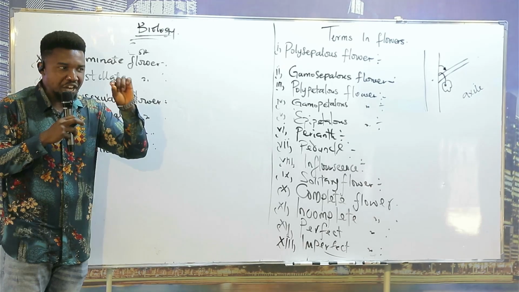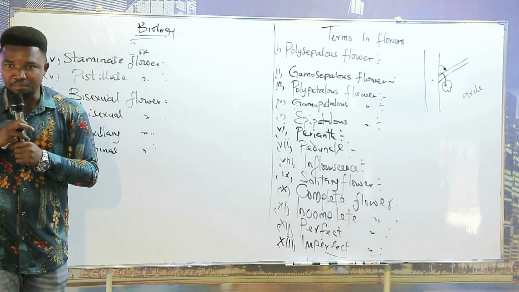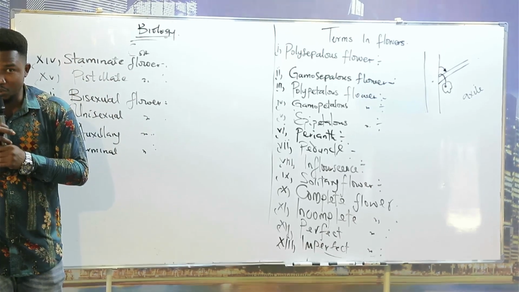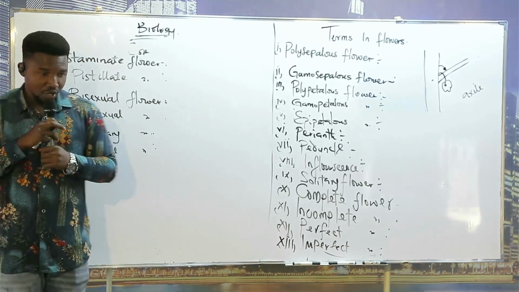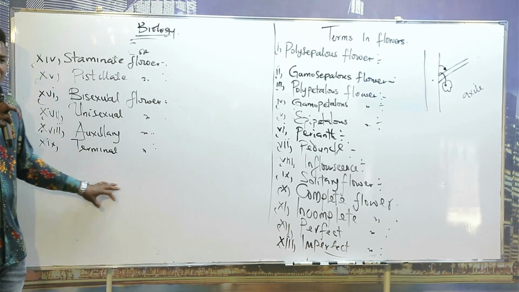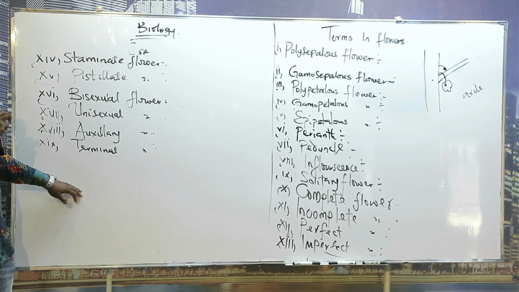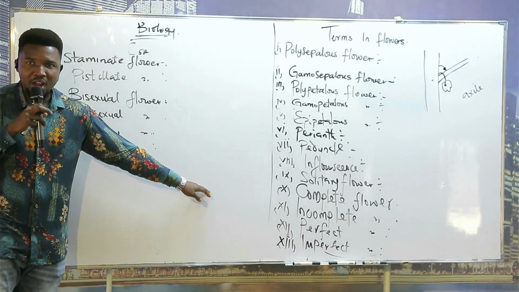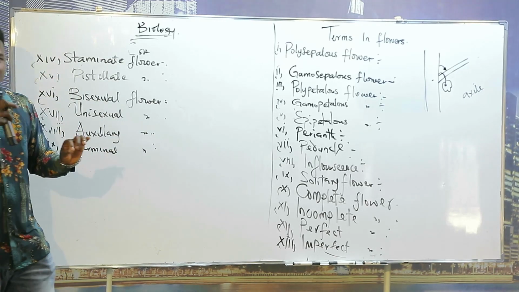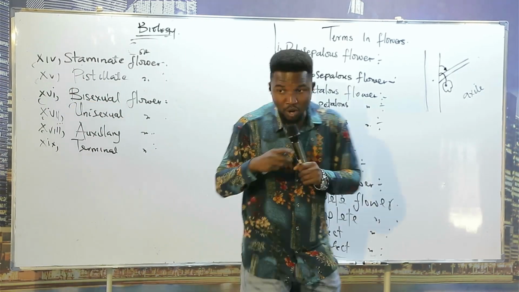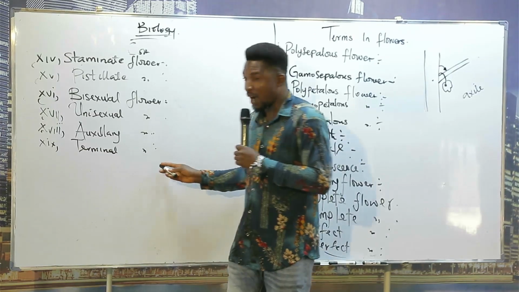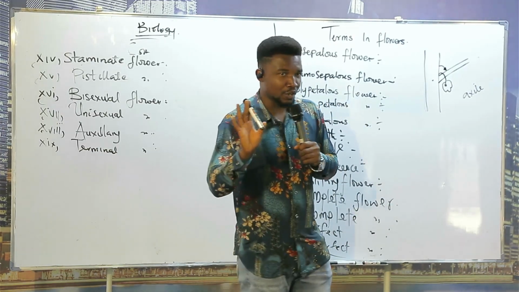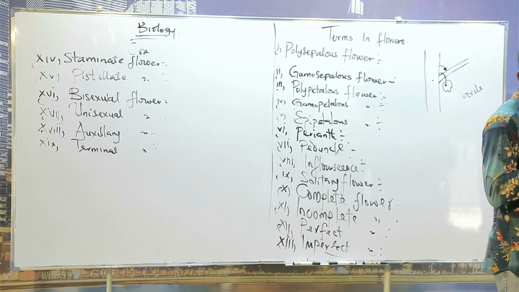Now, when you talk about terminal flower, it can be a single flower or a group of flowers that is growing at the tip of a tree branch. Do you understand what I'm saying now? So like I said, terminal flower is a single flower or group of flowers growing from the tip of a tree branch. That is what terminal flower means. Any question?